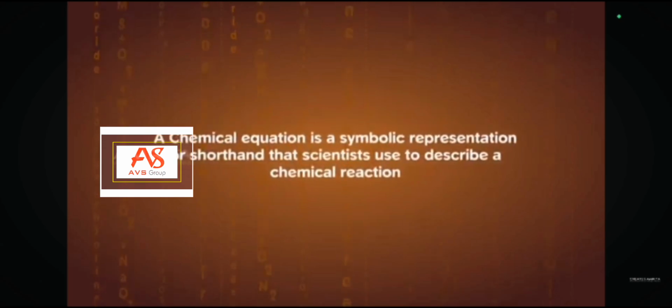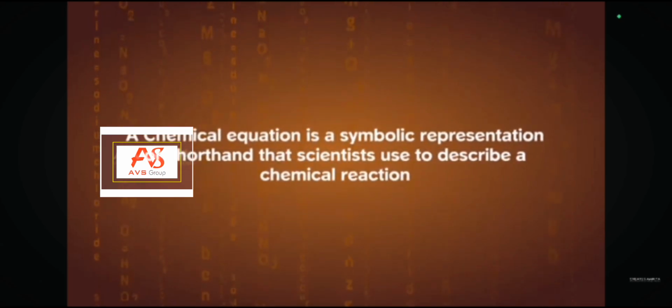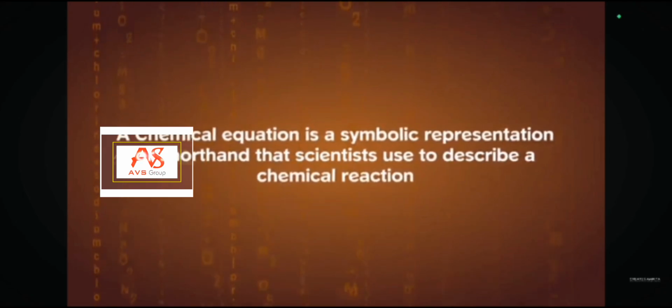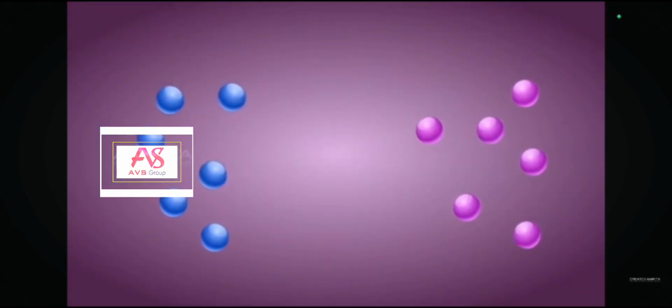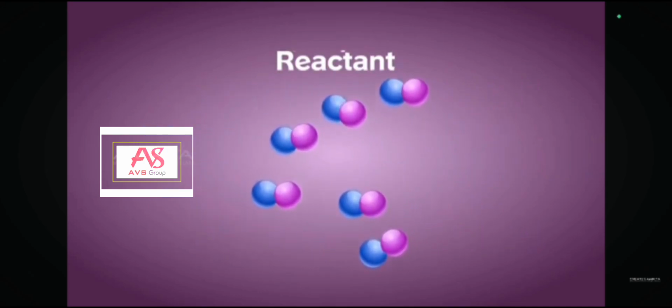A chemical equation is a symbolic representation or shorthand that scientists use to describe a chemical reaction. The substances that react during a chemical reaction are called reactants, and the substances that are newly formed during the chemical reaction are called products.